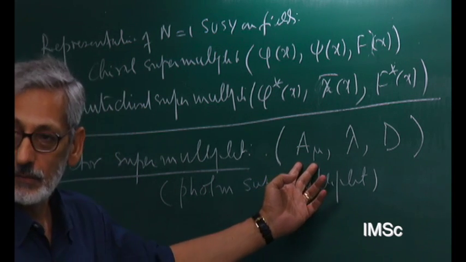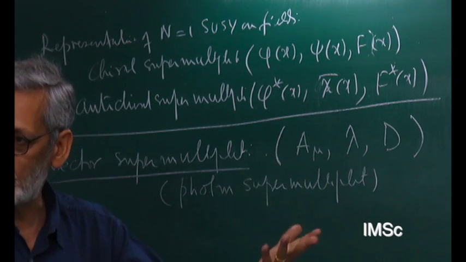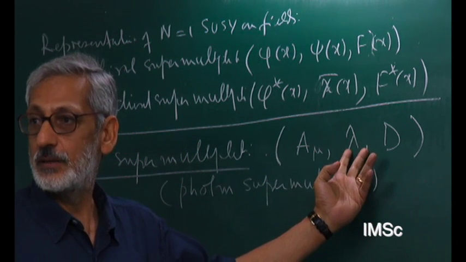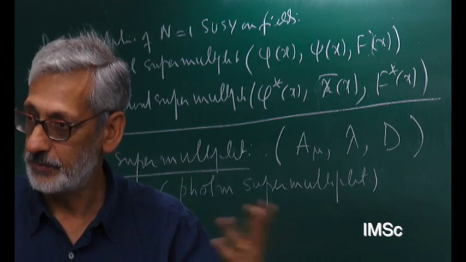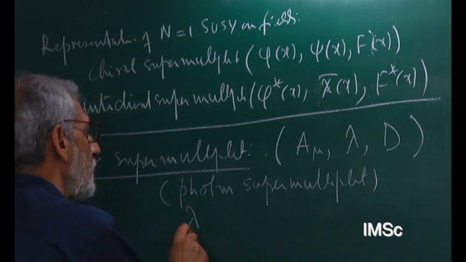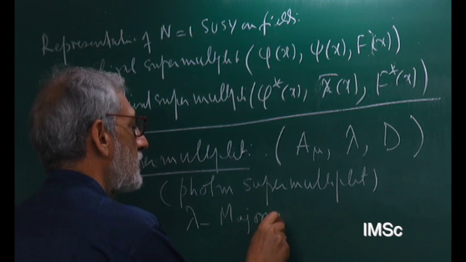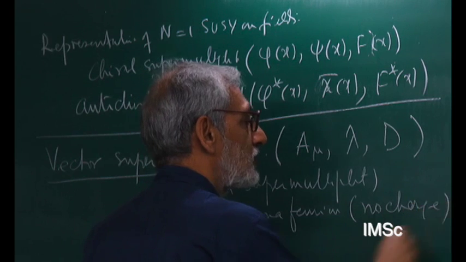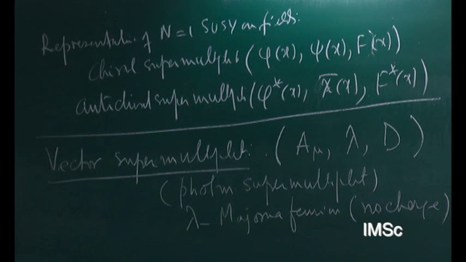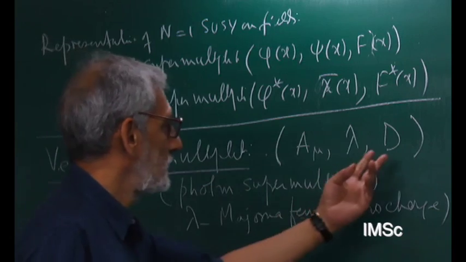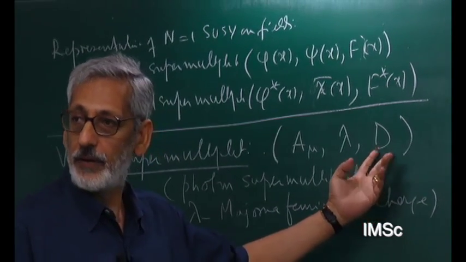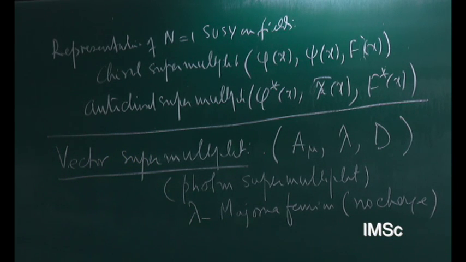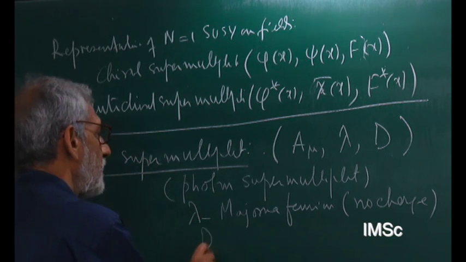A mu is a real gauge field. That's what describes the photon. There's no charge, so the fermion that we have here will have no charge. That's why it's a Majorana fermion. So lambda is a Majorana fermion, which means no charge. And D is a scalar field, again a real scalar field, because complex scalar fields can carry electric charge. So D will be a real scalar field.